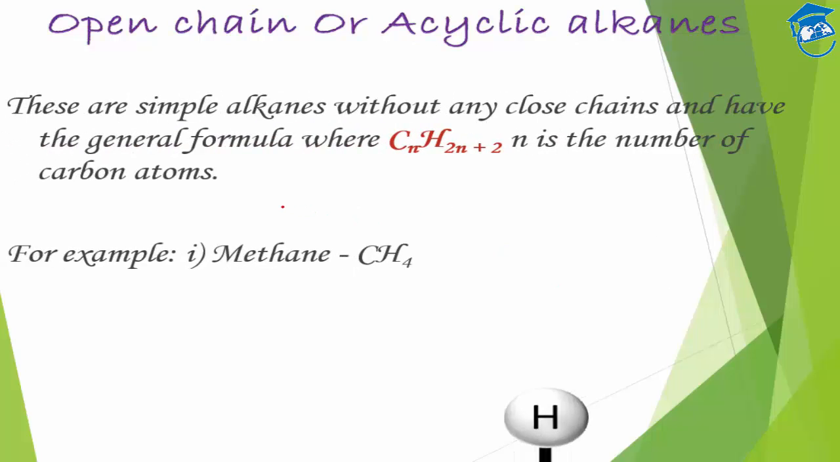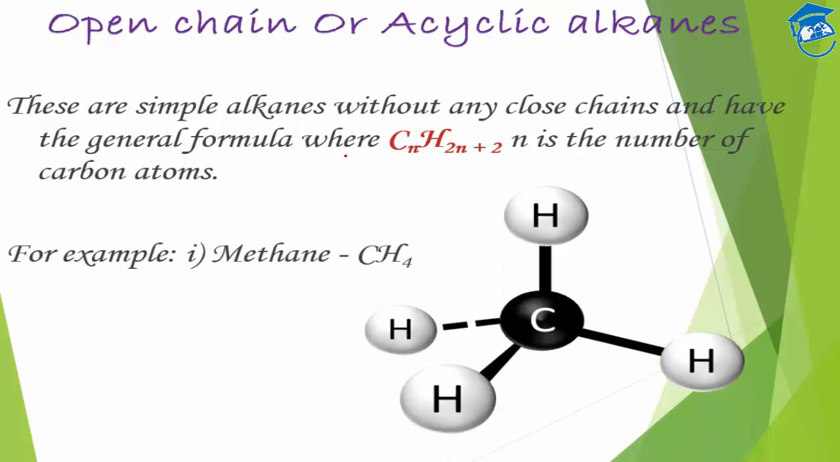Now the open chain alkanes have a general formula of CnH2n+2, where n represents the number of carbon atoms. So just by putting the value of n, you can easily find the formula for open chain alkanes. For example, put n equal to 1. Then 2n+2 will be 4. So methane is CH4, 1 carbon atom and 4 hydrogen atoms.